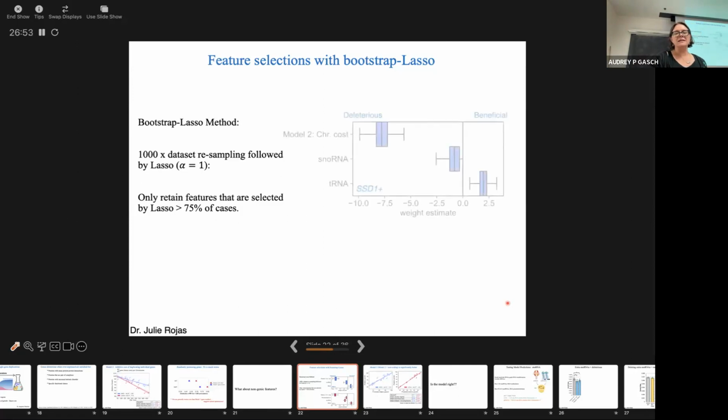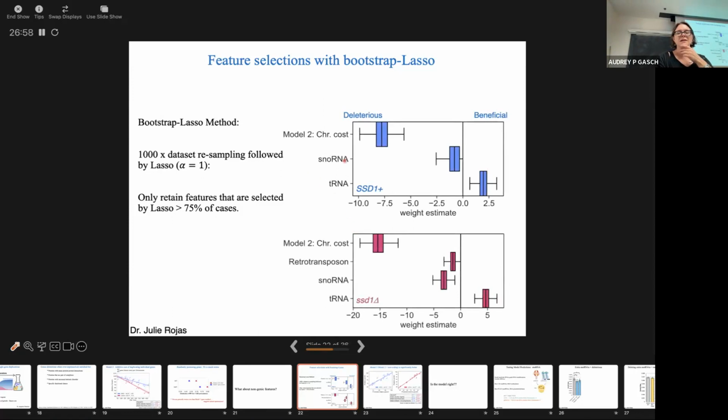I'll skip over a lot of the details. She had a bunch of different features, and the lasso tells her that only a handful of those features are important. This diagram here is showing which features the model says are important in terms of explaining the aneuploidy cost. Those that are deleterious are skewed to the left. Those features that are beneficial are skewed to the right. And you get similar things if you're looking at the wild type strain background or the SSD minus background.